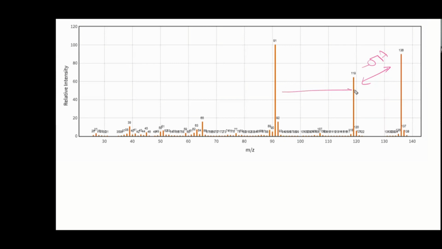So between 119 and 91, what is the difference? If this is 120 and this is 90, we're looking at almost a 30. So 119 minus 91 is a 28, okay? What does a 28 correspond to in a mass spec? It corresponds to C double bond O, because carbon is 12, oxygen is 16, all right?